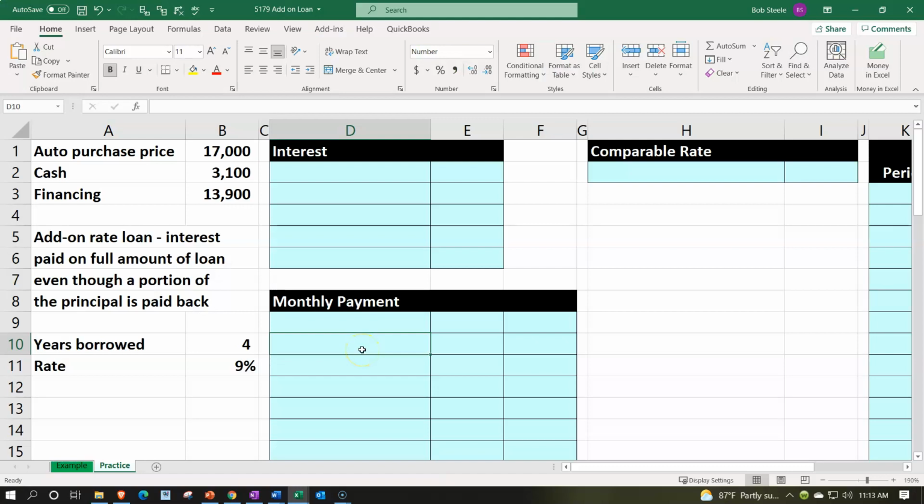Here we are in our Excel worksheet. If you have access to the Excel worksheet and would like to follow along, note that we're in the practice tab as opposed to the example tab. The example tab in essence being an answer key. We have the information on the left-hand side. We're going to populate that into the blue area on the right-hand side.